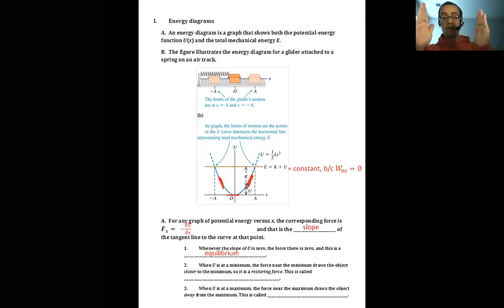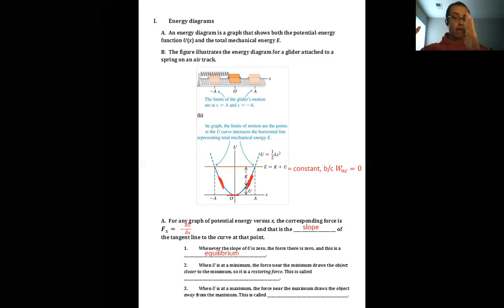Beyond it, however, there is a force going this way. There's a force that's going to try to restore the spring and restore the glider back to that neutral position. But at that 0 point, there is actually no force on the spring or from the spring. Outside of that, there is going to be a force, and that's going to try to restore the glider to its neutral position.